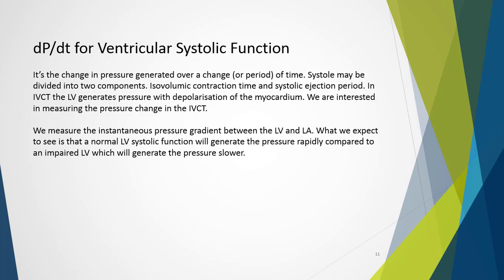The assumption is made that left atrial pressure doesn't increase during this period. Thus, we measure the instantaneous pressure gradient between the left ventricle and left atrium. Given the established relationship between velocity and pressure, we can apply that the rate of velocity increase represents a rate of pressure increase. What we expect to see is that a normal left ventricle will generate pressure rapidly compared to an impaired left ventricle, which will generate the pressure slower.